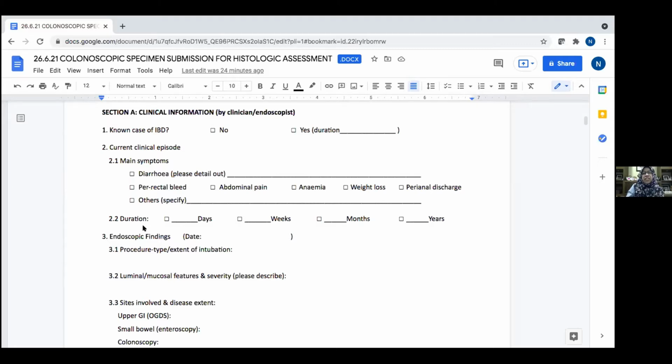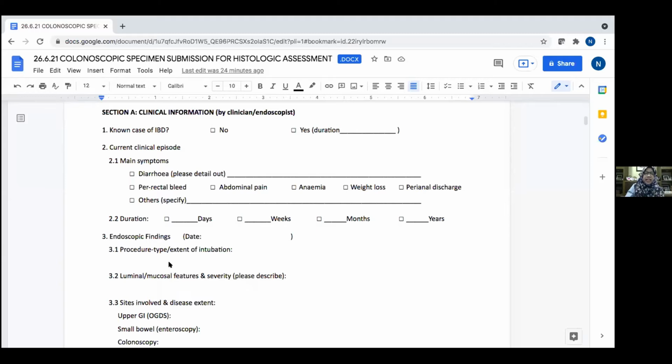So they need to tell us how many days, how many weeks, how many months, because sometimes we receive specimens from inmates who have diarrhea for a week, but they get colonoscoped because of the situation that they are inmates. Sometimes they do the scope rather fast. So it's a short duration of presentation, so we need to know that. Okay, so that will assist us in the interpretation.